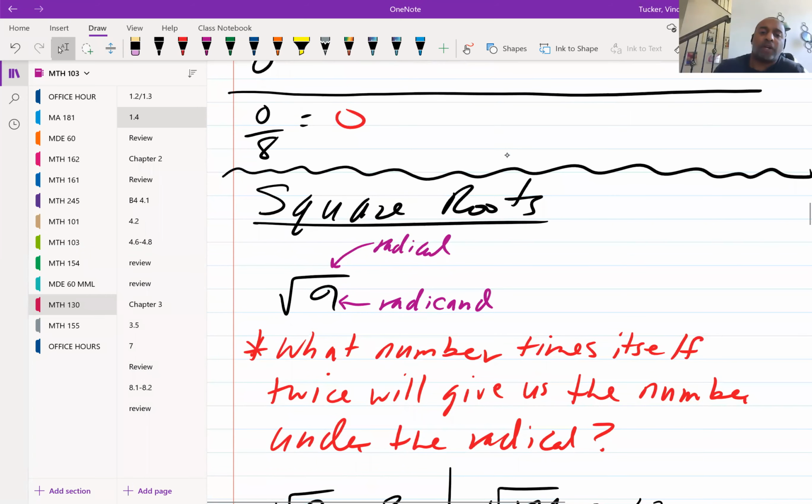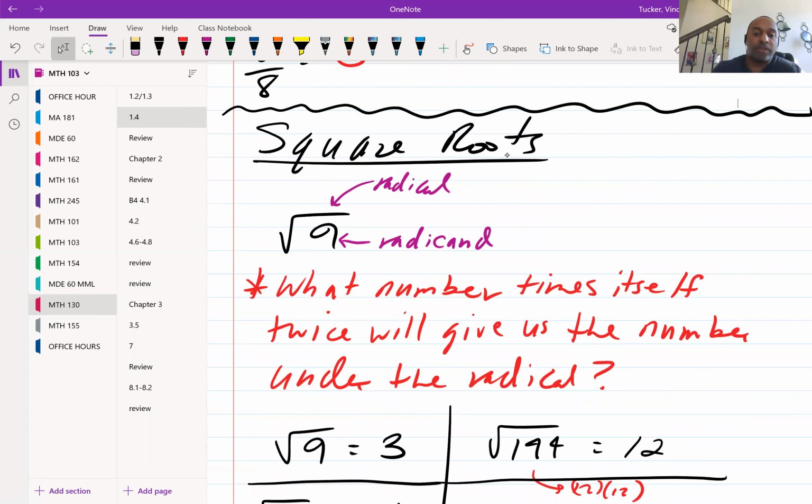So when you want to try to figure out your square root, you want to ask yourself, what number times itself twice will give us the number under the radical? So in other words, what number times itself twice will give us 9? And that will be 3. So the square root of 9 is 3. So what number times itself twice will give us that number?